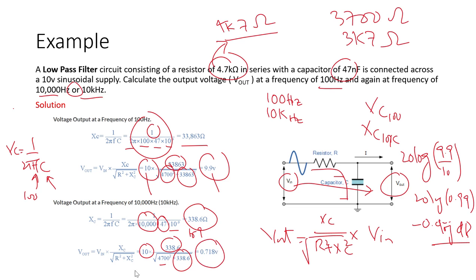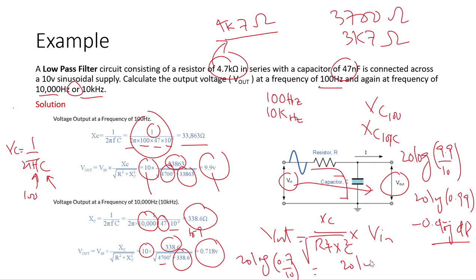So first it was 9.9 and now it is 0.7. It is even lesser than 1. So the gain would be 20 log 0.7 divided by 10, which is 20 log of 0.07. So here it was 0.9 and now it is 0.07. So this is very much lower in negative values of dBs.